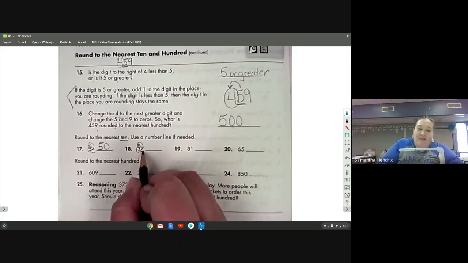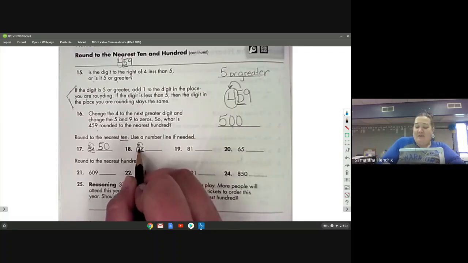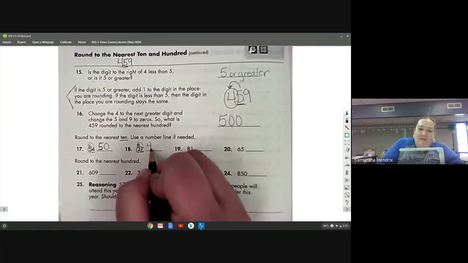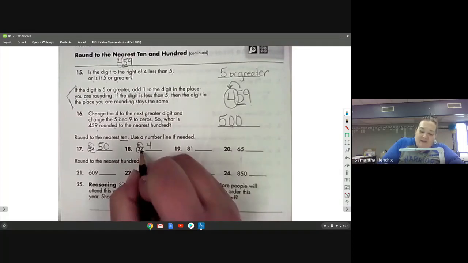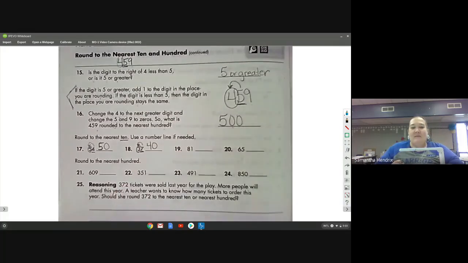5 or more, raise the score. Okay, so is this 7 4 or less, or 5 or more? It's 5 or more. So this 7 is bossing that 3 around. It's saying, hey, you need to raise the score and go up to 4. And then the 7 runs away, becomes a 0. That's what my kids like to say last year, is that 7 is so bossy that it bosses that 3 around and then it runs away. So we're left with zeros.